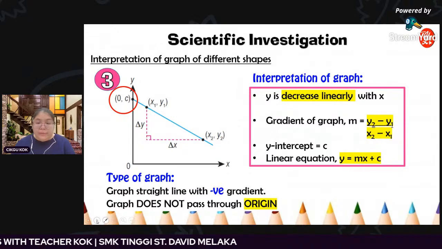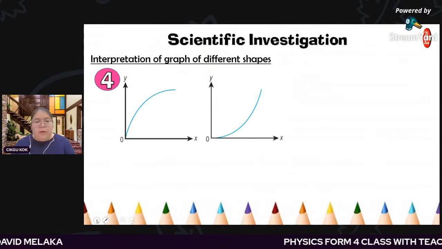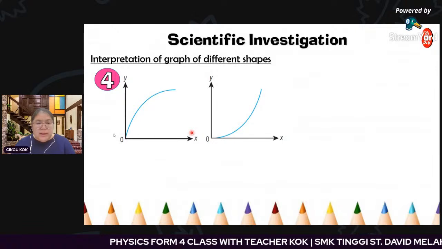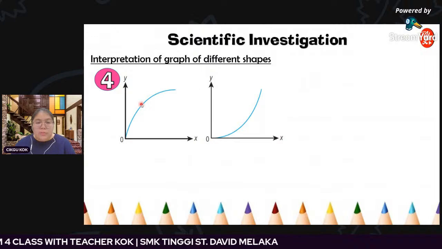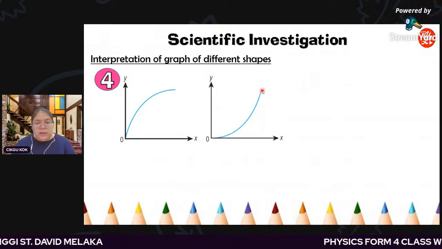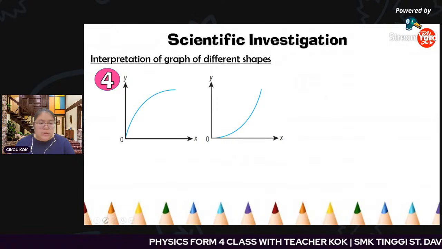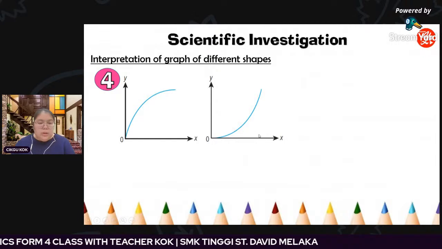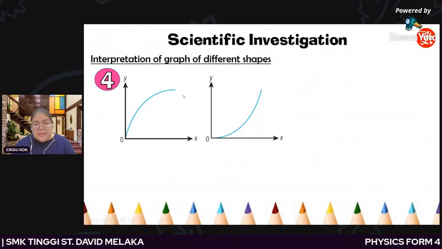Then we go to number 4. Here you can find y and x. They increase, and after that they drop. Increase first, then drop. After that, another one keeps increasing. Keep increasing. This one goes up first, and after that they bend down a little bit.